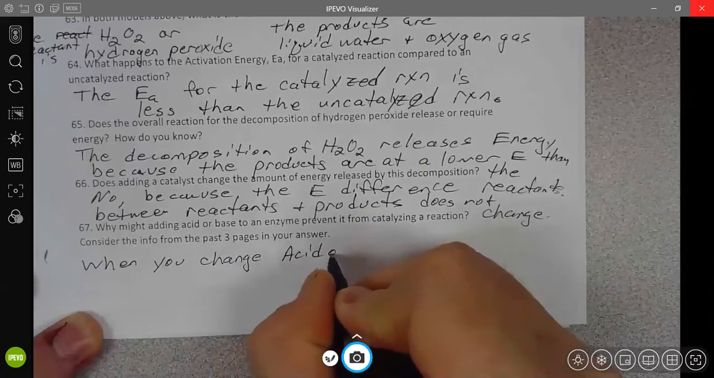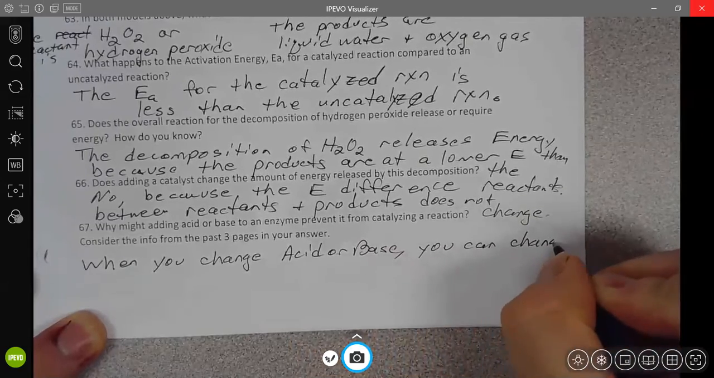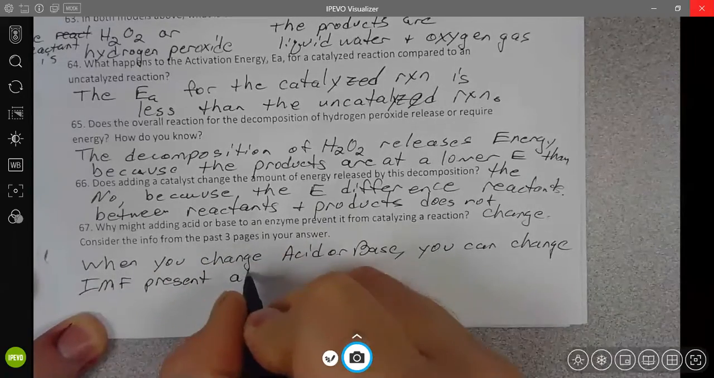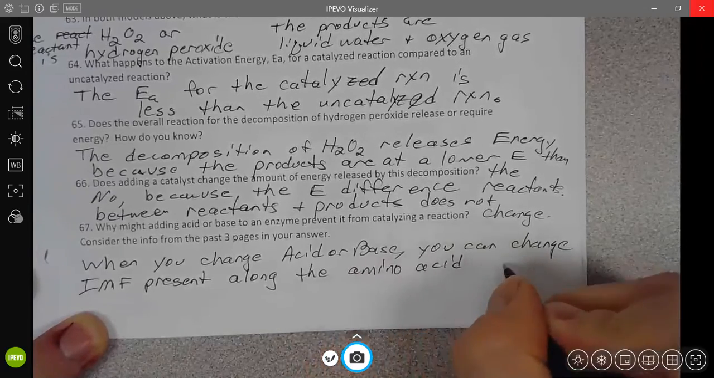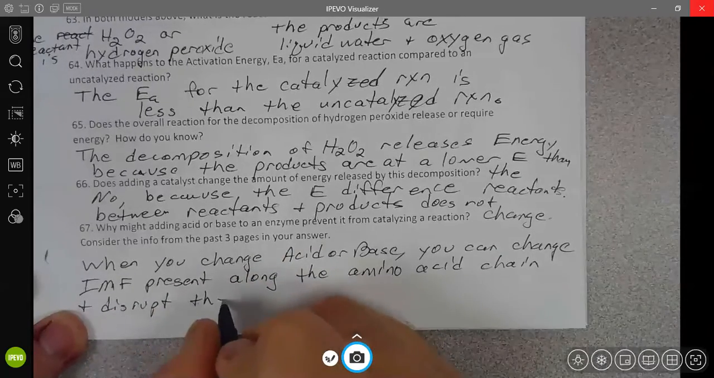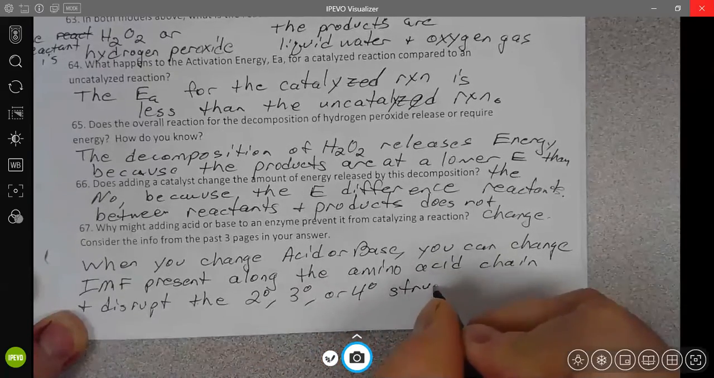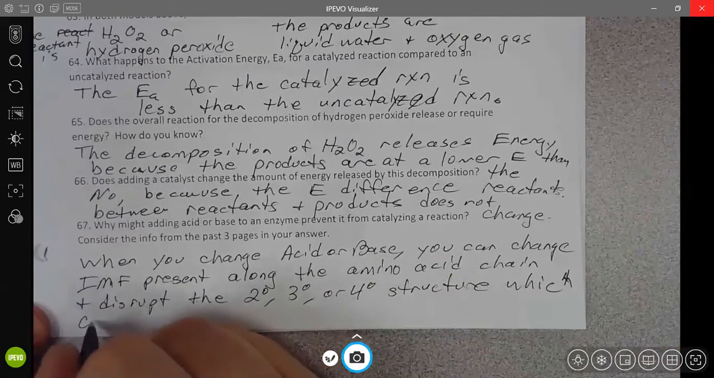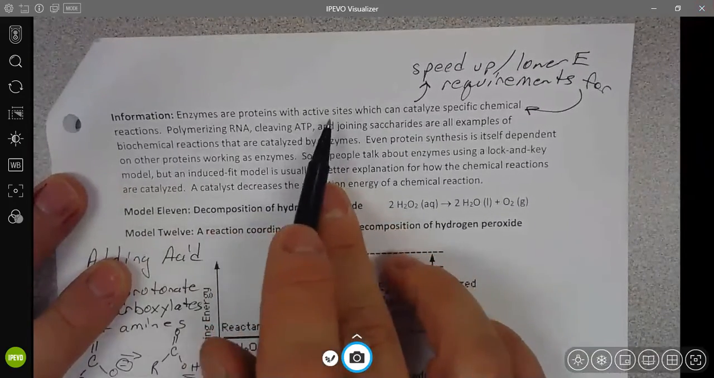But when you change acid or base, you can change IMF present along the amino acid chain and disrupt the secondary, tertiary, or quaternary structure, which can change or eliminate these active sites that are in the enzymes.